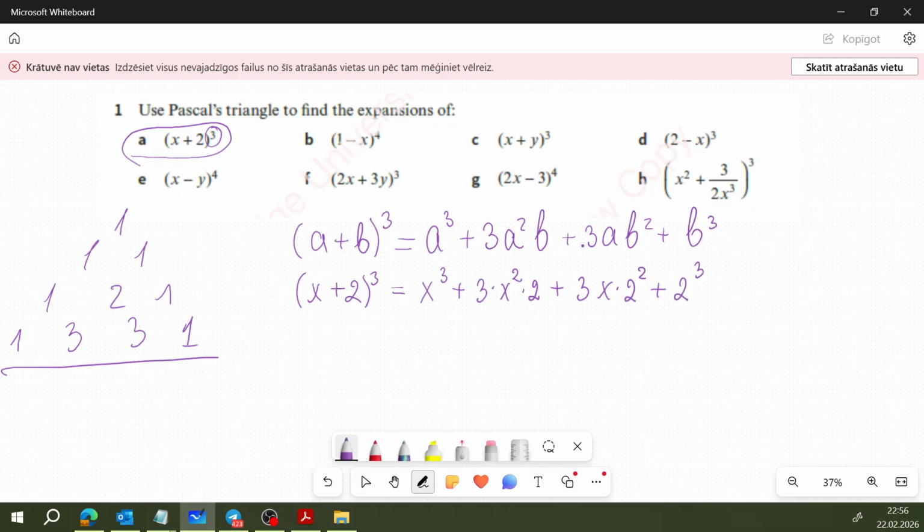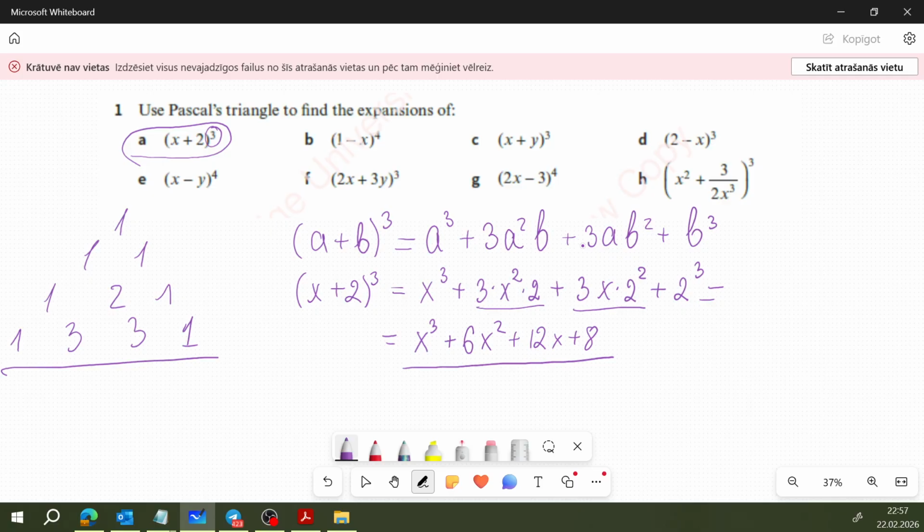So now what we are going to do is simplify and make them nicer. So here you can see x cubed stays as it is. Here we can put it together and it will be 6x squared. Then here you will have 3 times 2 times 2, so it will be plus 12x, and here you'll have plus 8. And this is the result. So this is what we are going to have when we have this expansion.